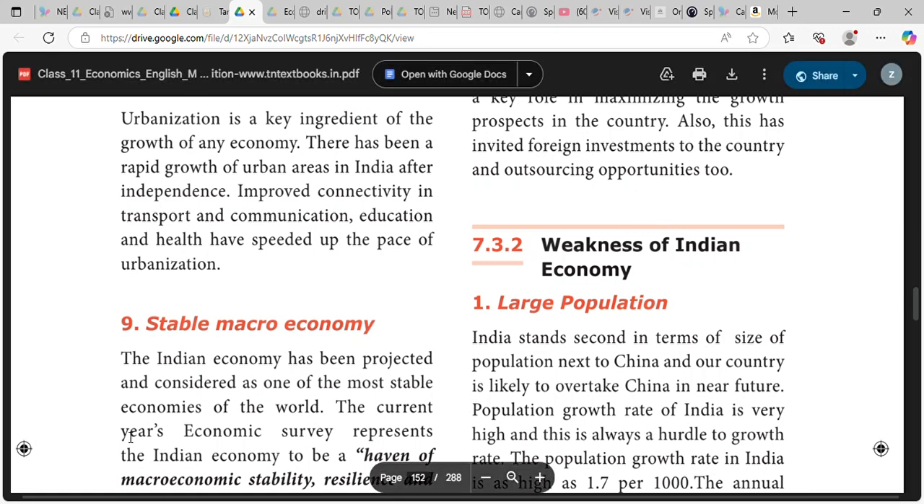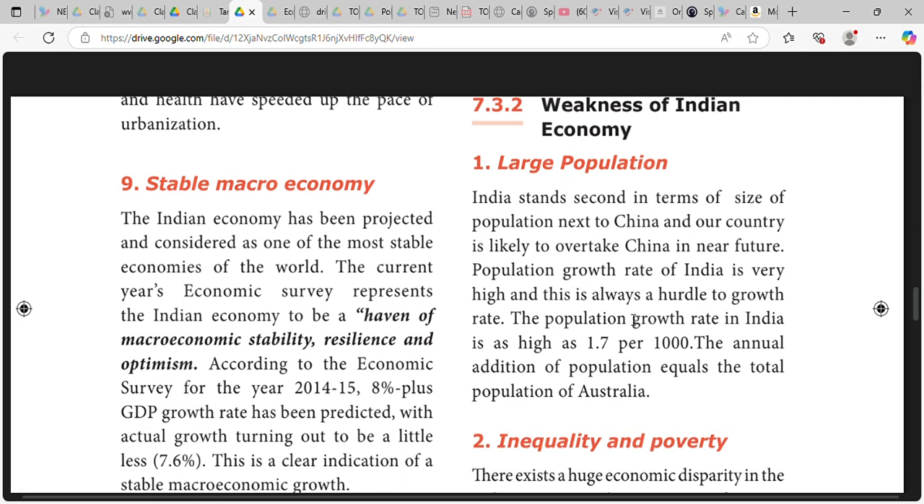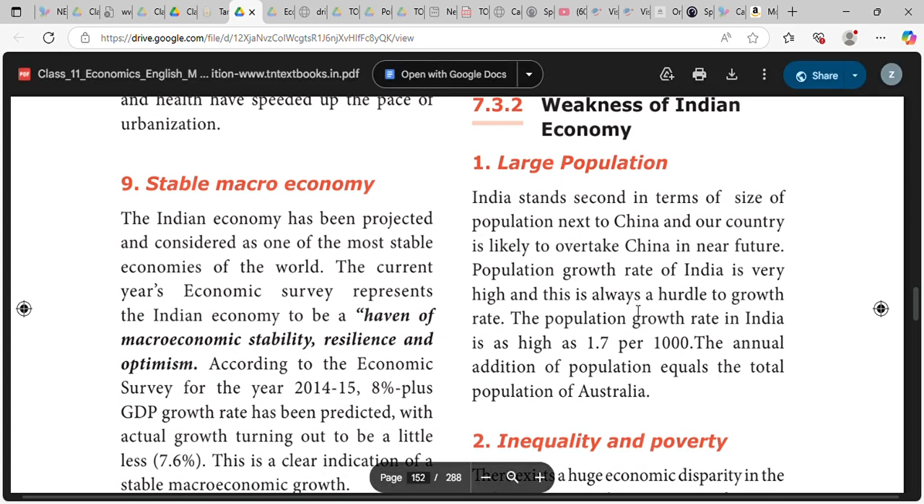Weakness of Indian economy. Large population. India stands second in terms of size of the population next to China, and our economy is likely to overtake China in near future. The population growth in India is always poised to grow. Population growth rate in India is very high and is always a hurdle to growth rate.